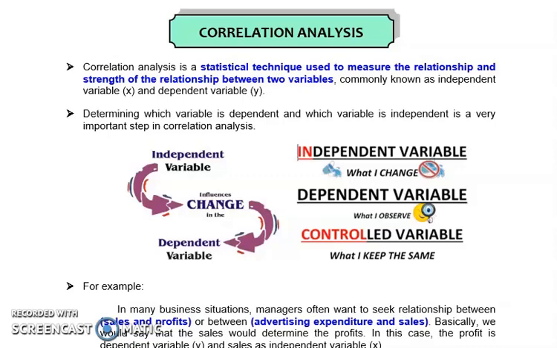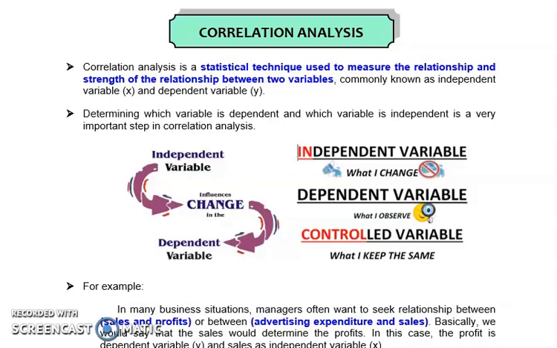So here, in determining which variable is dependent and which variable is independent is a very important step in correlation analysis as well as later on in regression analysis. Okay, now look at what is independent and dependent variable. So independent variable, normally what we change, and dependent variable, what we observe or what are the outcomes or the outputs. So here I put control variable.